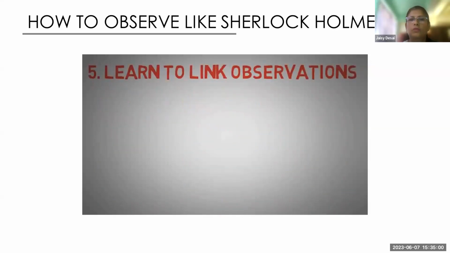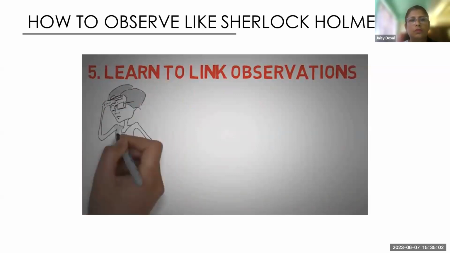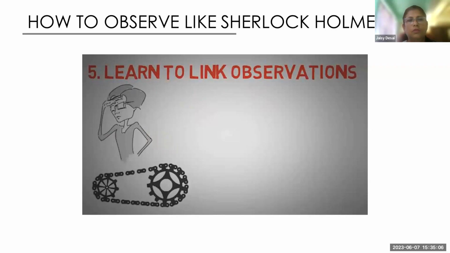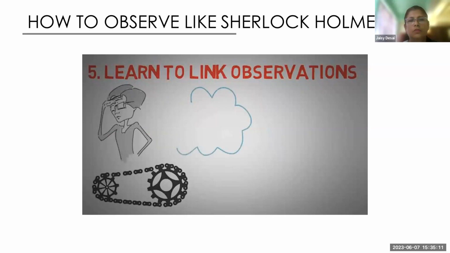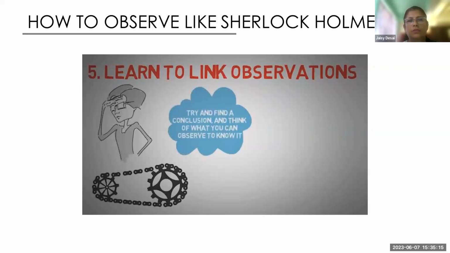Number 5. Learn to link observations. Once you are able to make observations with little effort, you can go one step further and learn how to link these observations together to form a bigger picture. You can do this by reasoning backwards. Try and find a conclusion and think of what you could observe to know it.